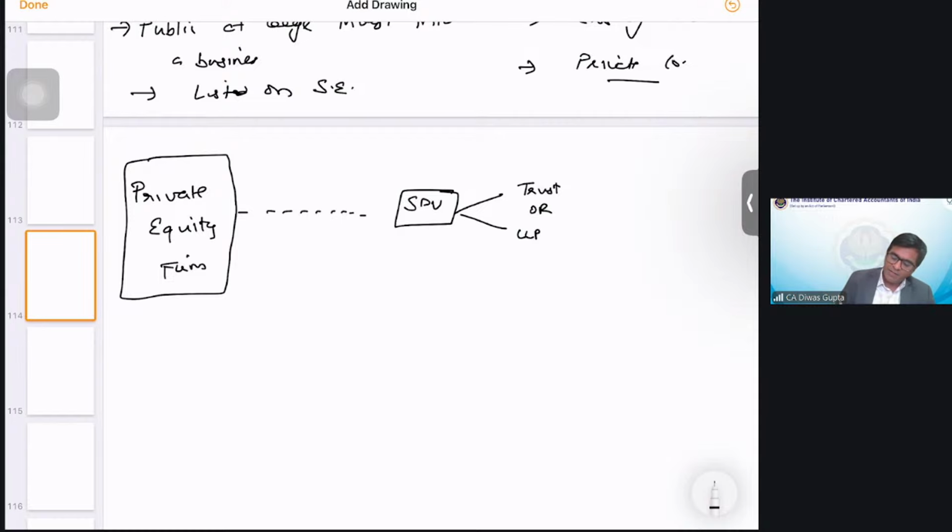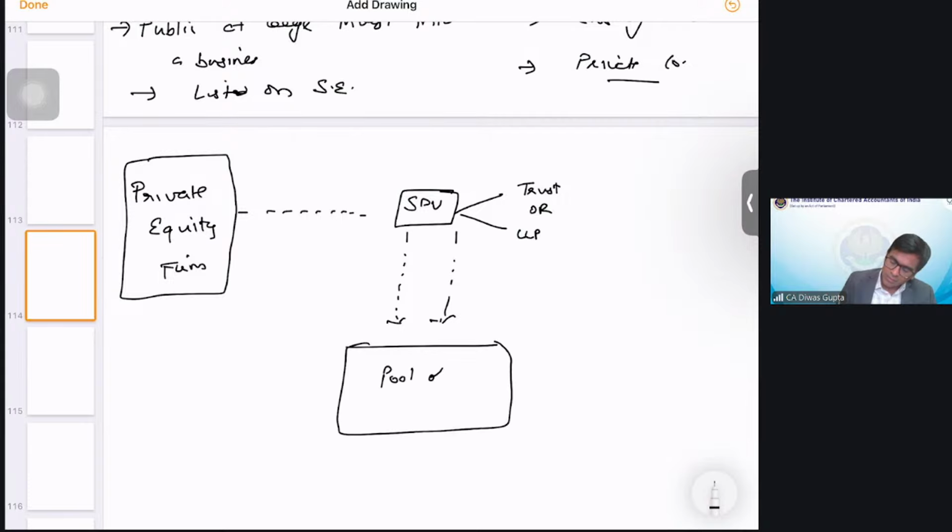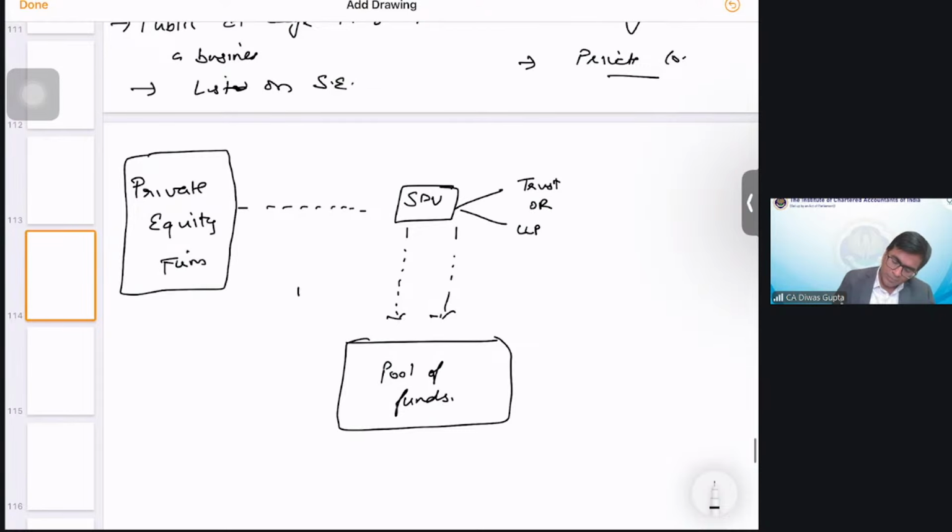And in that SPV, there will be a pool of funds. Obviously, their objective is to accumulate funds, and those accumulated funds will then be invested into many businesses. So they will do an investment.